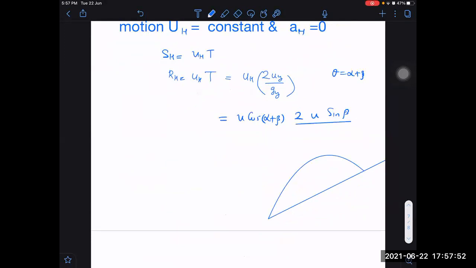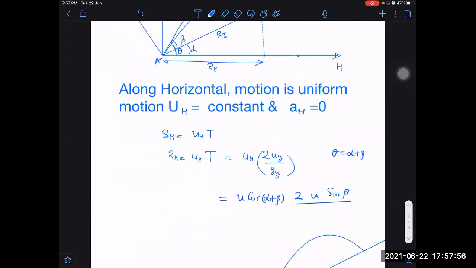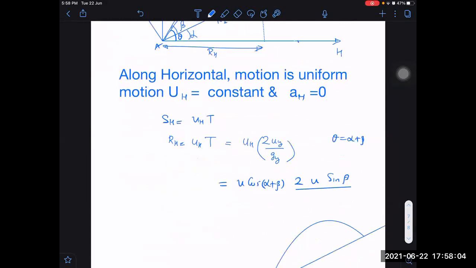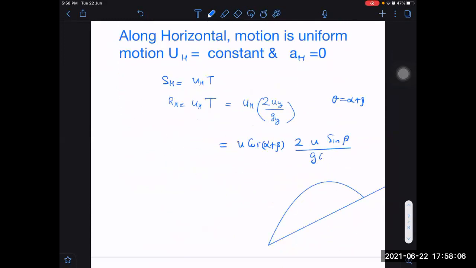Gy, I told you a quick way to tell Gy. G cos... what is it? G cos theta, no, not theta. Don't say theta, I am using that for a different purpose here. The angle of incline is alpha here. So it is just G cos alpha.